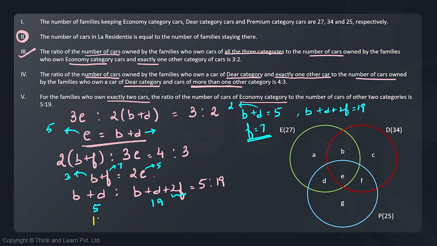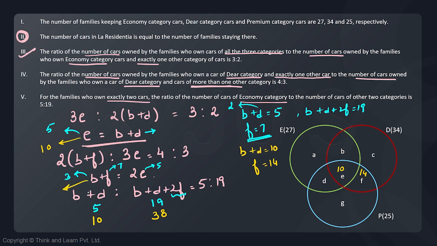Let's talk about another case. What if this is equal to 10 and this is equal to 38? Let's take this case as well, because if two numbers are in a ratio of 5 and 19, they can be 10 and 38 as well. Let me write that as well. If B plus D is equal to 10, that means B plus D plus 2F is 38. So 2F is 28, which means F is equal to 14. If F is equal to 14, B plus D is equal to 10. So from here I can say E is equal to 10. Now E is equal to 10, F is equal to 14. I will get some values of B and D as well. Of course, I can get them from here.